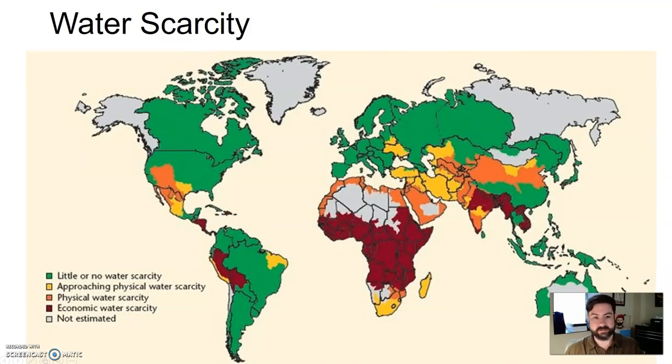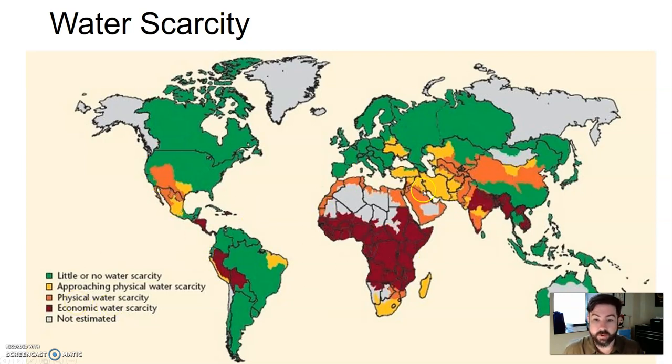Water scarcity is almost globally an issue. Red indicates economic water scarcity, indicating there could be water, but there's just not enough money to build a pipeline, to drill down to create a well. So there's water there. It's just economically there's not enough money to make it happen. That's a reality around the world.